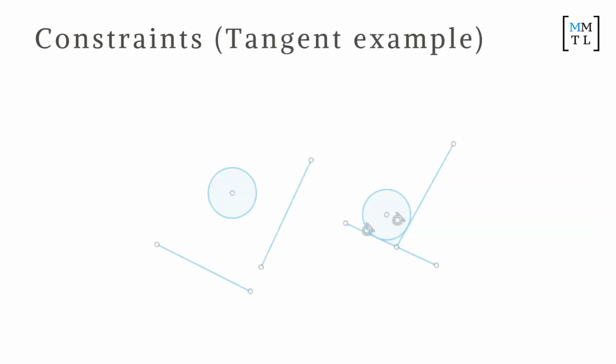So a quick example of a constraint is a tangent. If you make two lines and you constrain them as a tangent to a circle, then that's going to show up. I think you all know what tangent means. Basically it runs on the edge of the circle.